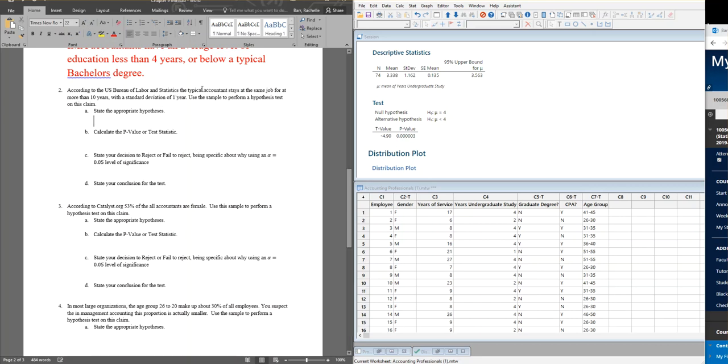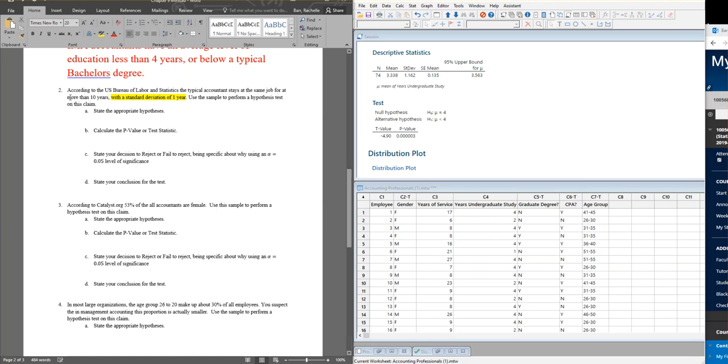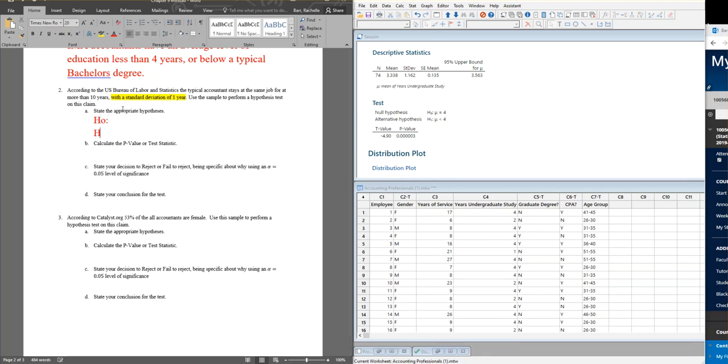A typical accountant stays in the same job for more than 10 years with a standard deviation of 1 year. The standard deviation is very important. This is telling us that we know the population standard deviation since it came from a census. That's going to tell me that I'm going to be doing a z-test this time instead of a t-test. So there's a little subtle hint in there. And more than 10 years, since it's not an equal to, is going to describe my Ha, not my Ho. More than is just a greater than, so that's that guy.